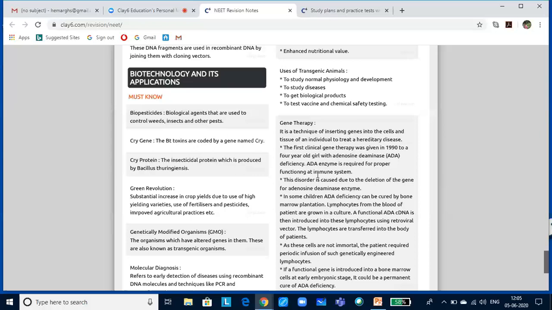Diabetic patients had to take insulin regularly, depending upon the type of diabetes they are having. If it is insulin dependent, diabetics had to take insulin at regular intervals. Previously, the source of insulin was from slaughtered cattle and pigs. This insulin caused allergy in some patients.